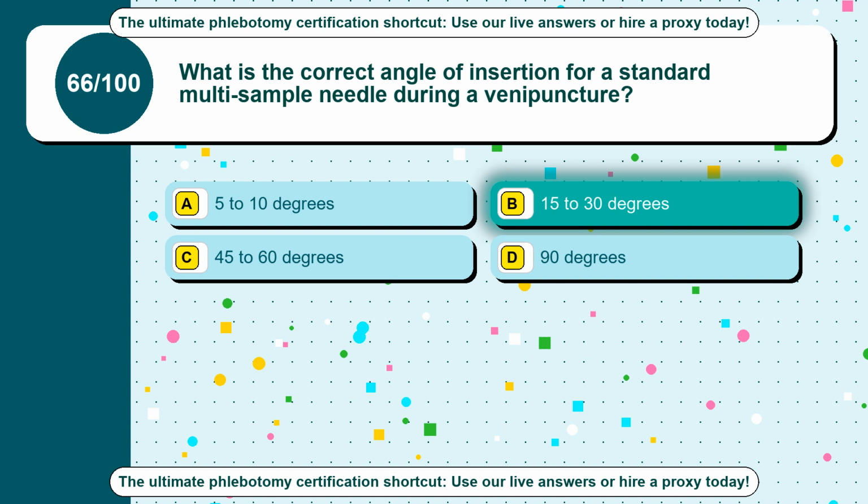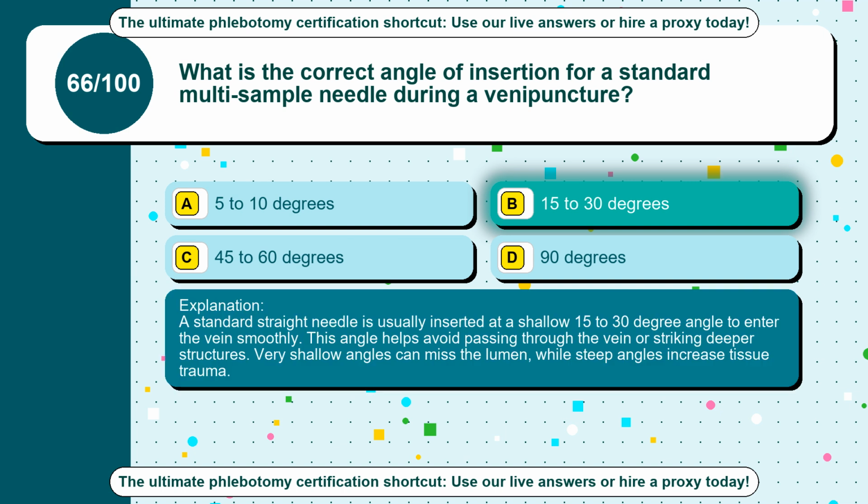15 to 30 degrees. A standard straight needle is usually inserted at a shallow 15 to 30 degree angle to enter the vein smoothly. This angle helps avoid passing through the vein or striking deeper structures. Very shallow angles can miss the lumen, while steep angles increase tissue trauma.